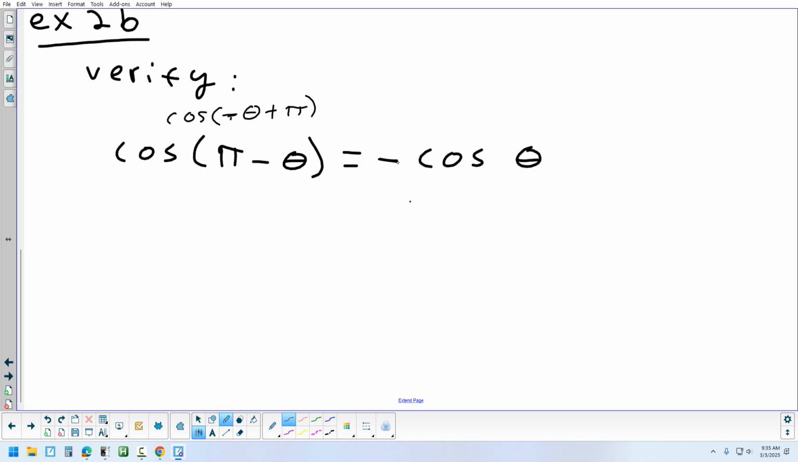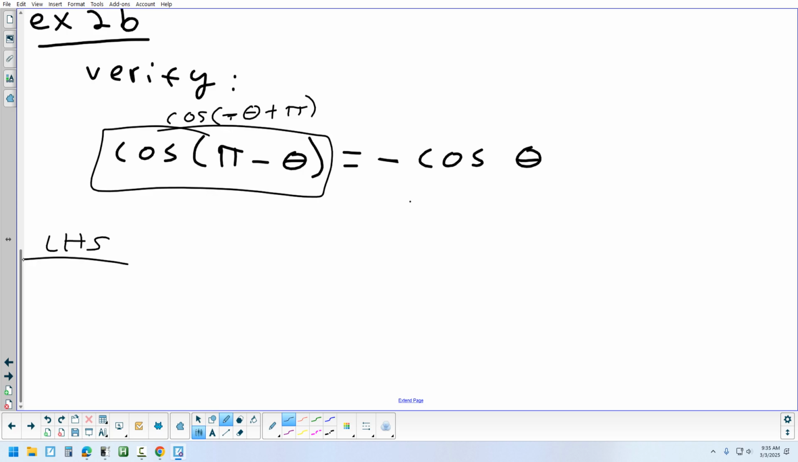Okay, so start with the side that's more complex. It's going to be our left-hand side. Now, can anybody rewrite that entire left-hand side for me, like we did in the last problem?